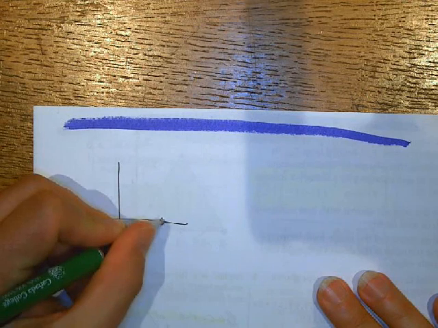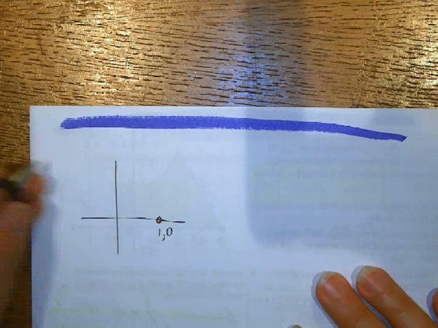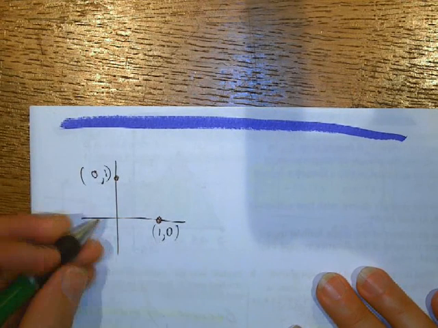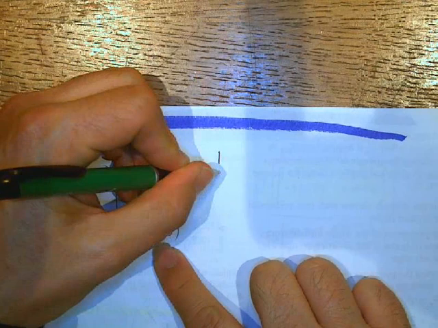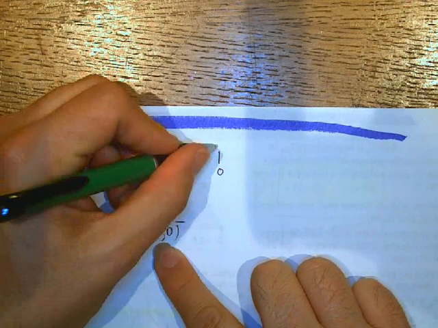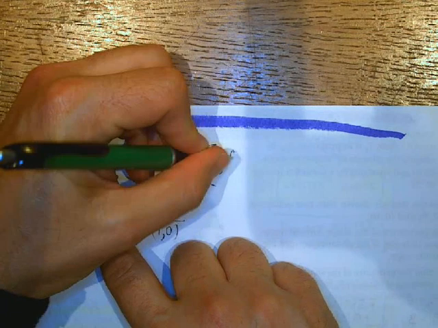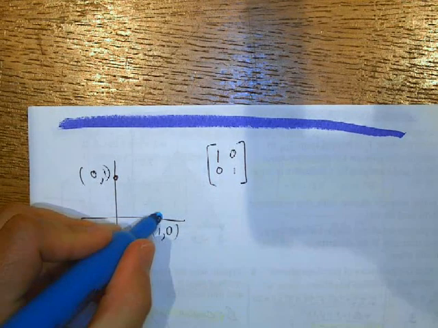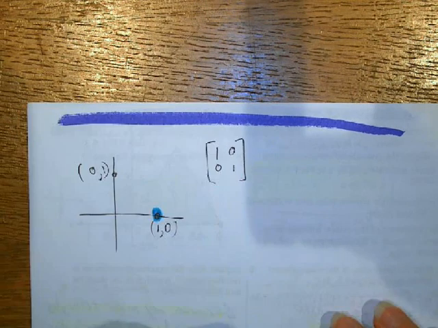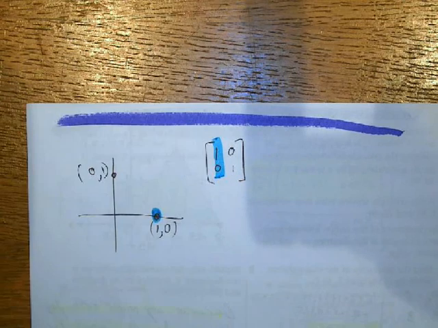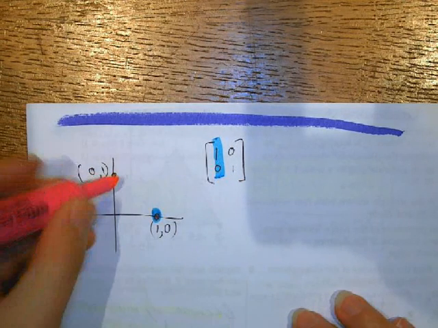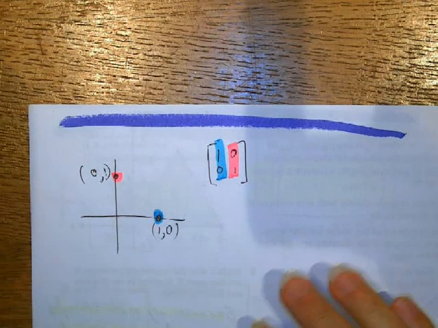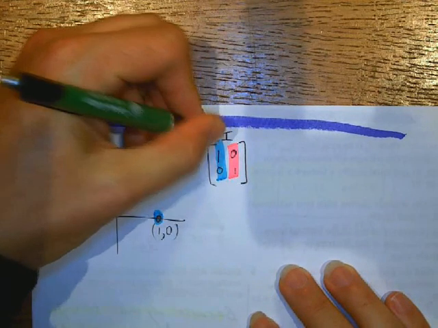If I've got the points 1, 0 and 0, 1, and I put them in this order, 1, 0 looks like that, and 0, 1 looks like that. We use these two specific points when dealing with transformations because this is an identity matrix, and we've learned that we can multiply things times identities.